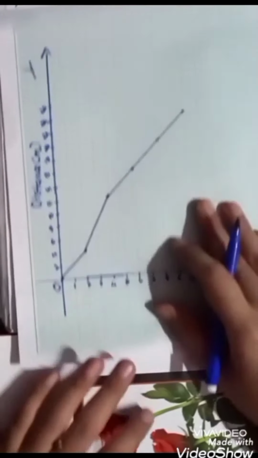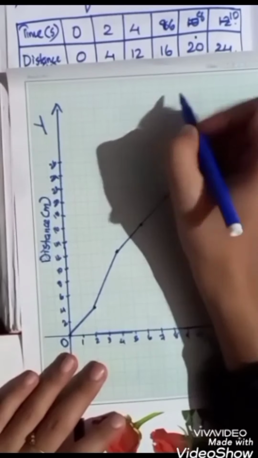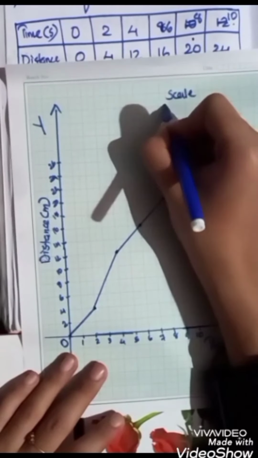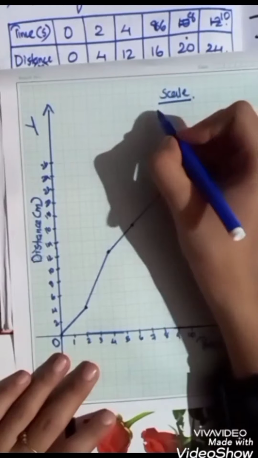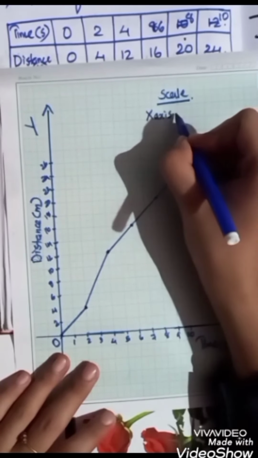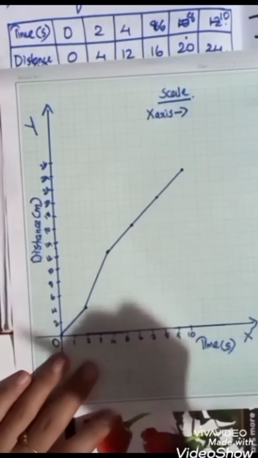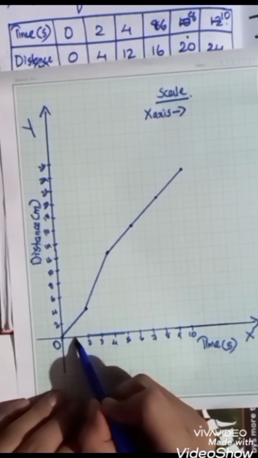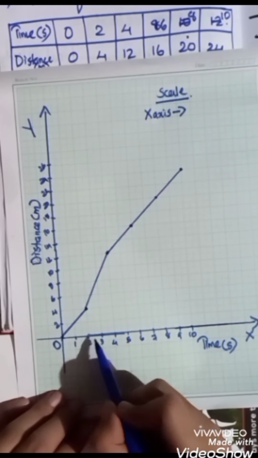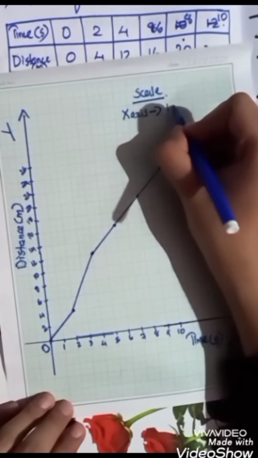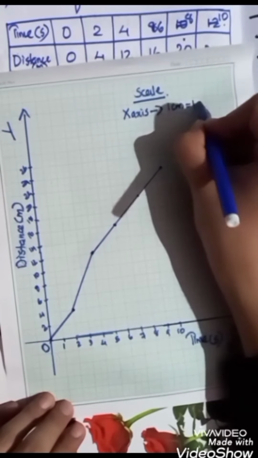Now the scale of this graph. How can we write the scale? The scale is written at the top of the graph. First in the x-axis, we take 1 centimeter equal to 1 second. Here 1 centimeter is equal to 1 second.